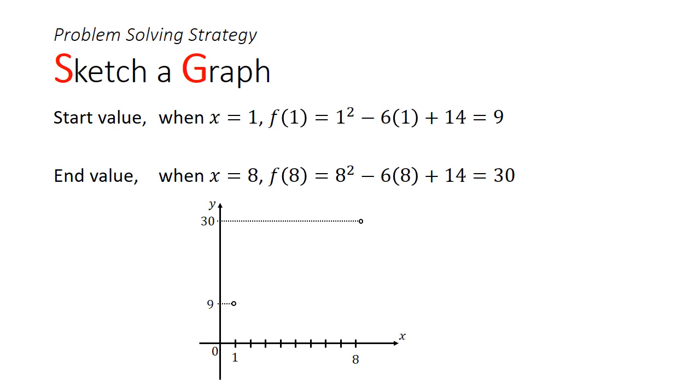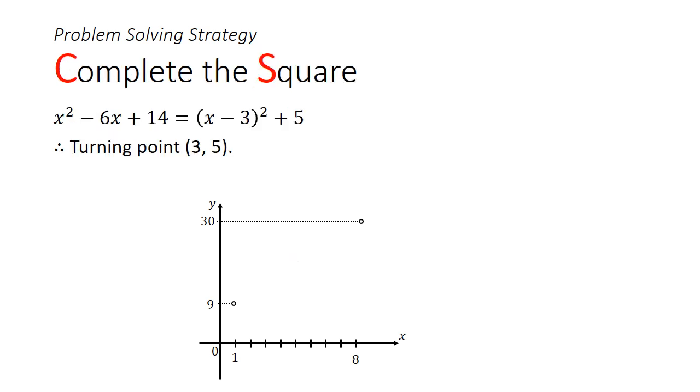A helpful strategy when dealing with functions is to sketch the graph so that we can explore the problem visually. By plugging in the values x equals 1 and x equals 8 in the given function, we can find the starting points and ending points of the graph. The problem arises when we think about how the function behaves between the start and end point. This is where the previous lecture on completing the square comes in helpful to determine where the turning point of the graph lies. In this case, it happens to lie between the start and end point.